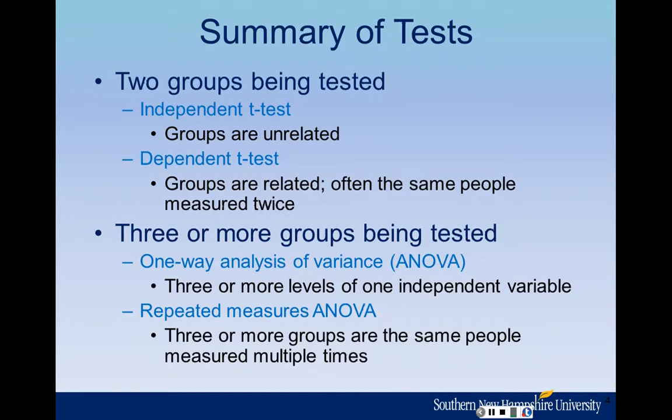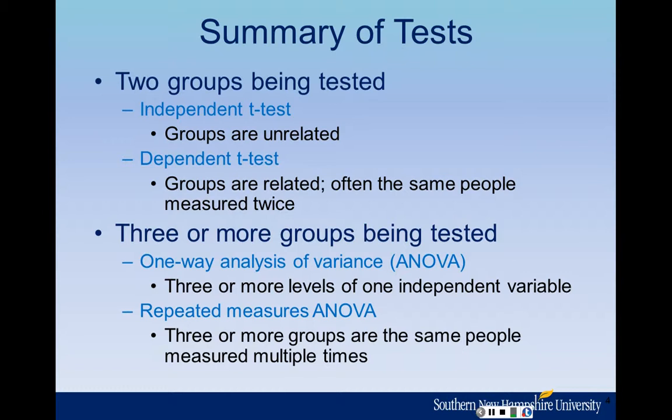So in general, here's what we're going to be talking about in this slideshow. We're going to be talking about a scenario where two groups are being compared, and these are going to be t-tests. So a t-test compares two groups. There is something called an independent t-test where the groups are unrelated, and there's another called a dependent t-test where groups are related, and I'll talk about this more a little bit later.